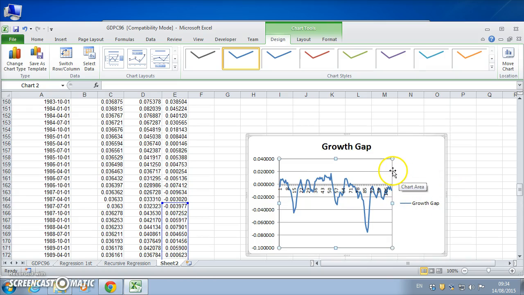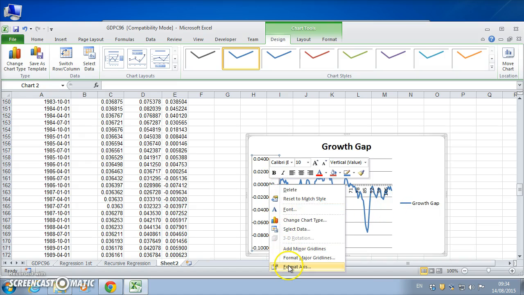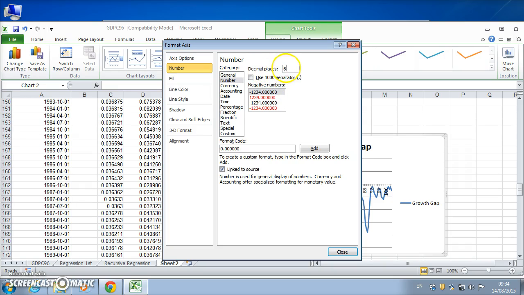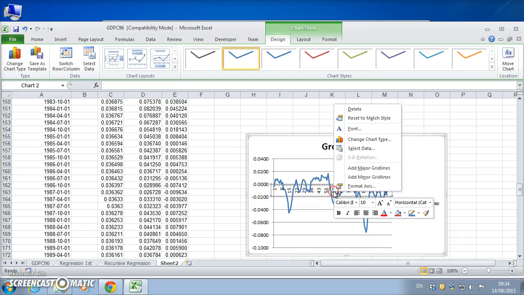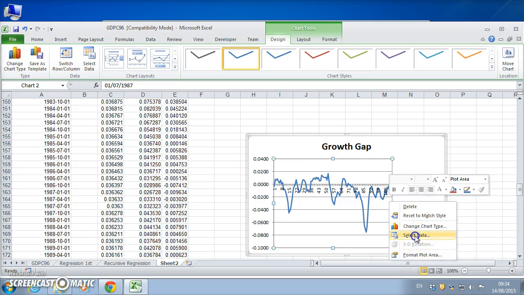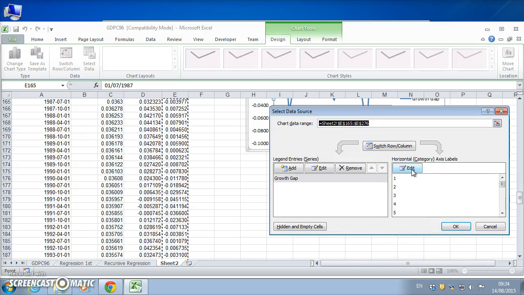And of course we can see that during the early period we can see dips and we can see periods of peak growth. Okay, we could improve this graph. Format axis, and the number: we might say we don't need 6, we probably need 4 at first, and we'd also like the format axis. Now just edit, select data, and we'll edit.